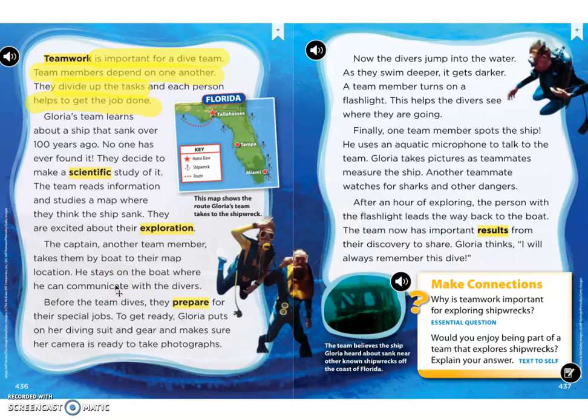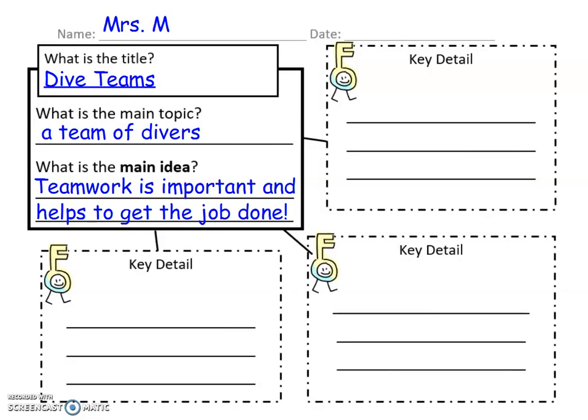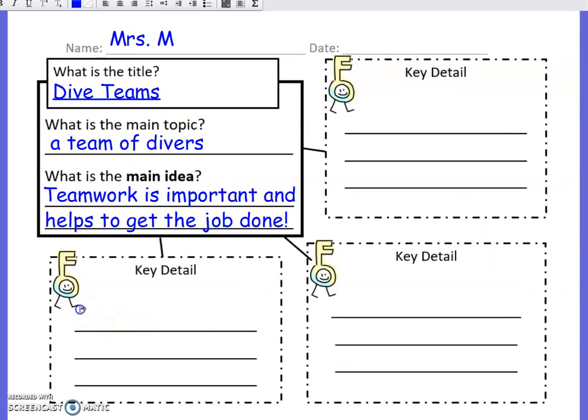What's another way that they communicate? Can you find that in the text? I believe it's on this page. How else do they communicate? What do they use? Yes, the aquatic microphone. So one team member uses this microphone to talk to his teammates and say, hey, look, I found the ship. So communication is definitely key, right? It is a key detail.